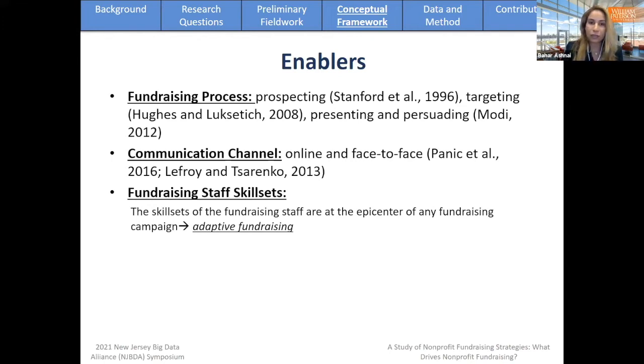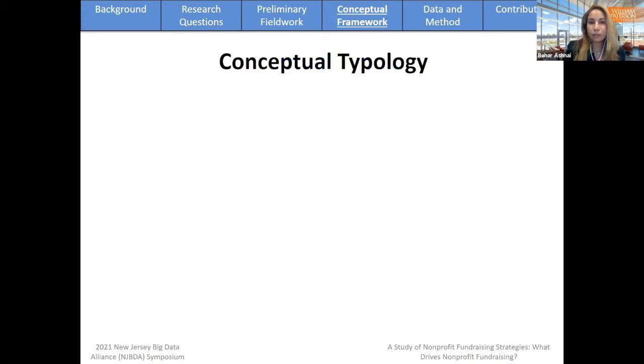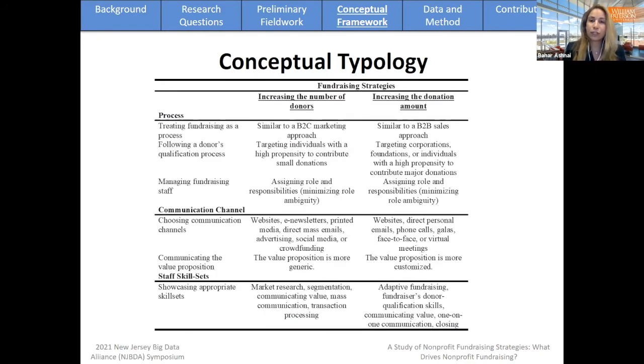And with that conceptual development, we are defining the concept of adaptive fundraising, which argues that when the fundraising staff is engaging in a one-on-one interaction with the donors, to what extent they can alter their fundraising behavior based on the situation so that they can achieve their fundraising goals. It is informed by a concept which is very well established within the sales literature, which is adaptive selling. And we propose the typology that ultimately nonprofit organizations are to follow one of these two key strategies. Are they going for increasing the number of donors or increasing the donor amount that they're raising? And the enablers, the processes, the communication channel, and the staff skill set have to be in line with their ultimate strategy.